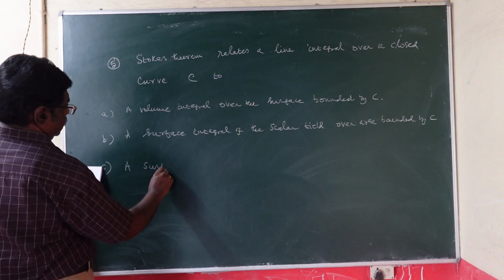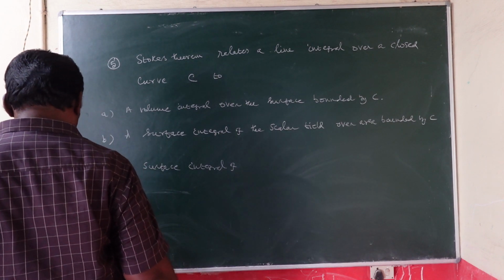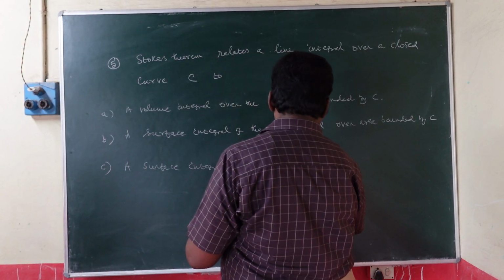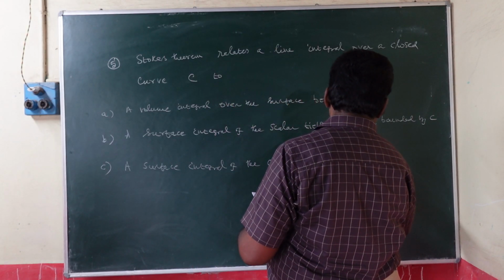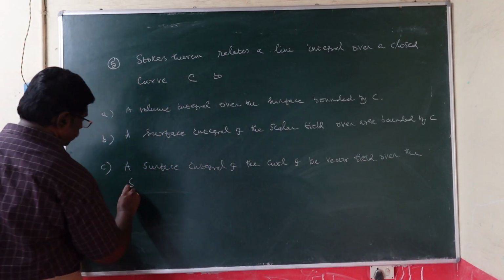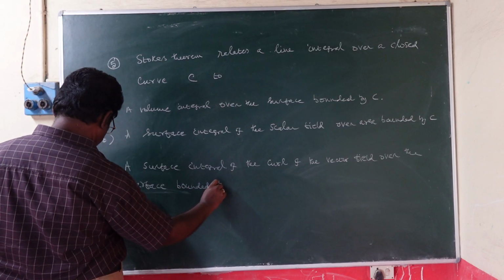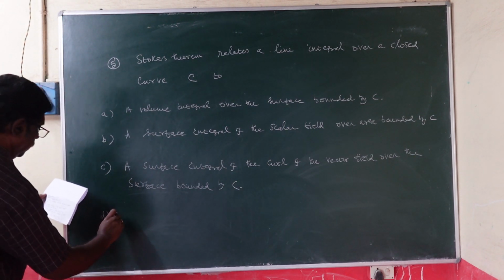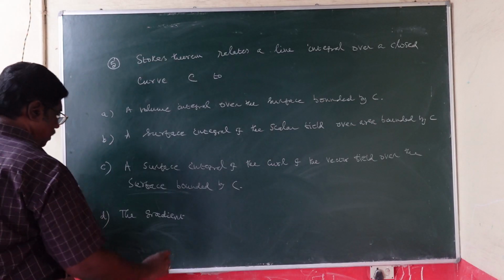Option C, a surface integral of the curl of the vector field over the surface bounded by C. Option D, the gradient of the scalar field.